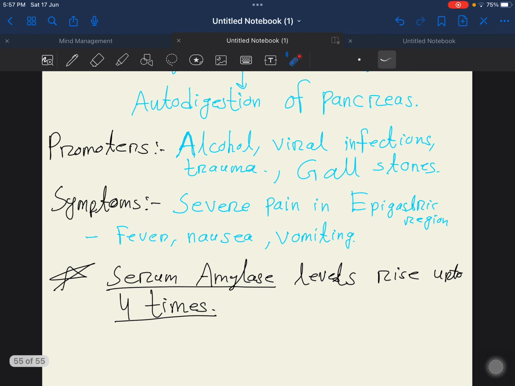So this was it, and symptoms could be severe pain in the epigastric region, or fever, nausea, vomiting. And one more thing which is very important also, MCQ, that is the serum amylase level. The serum amylase level will rise up to 4 times during the acute pancreatitis.